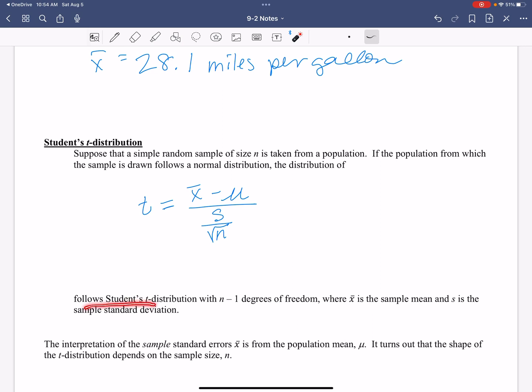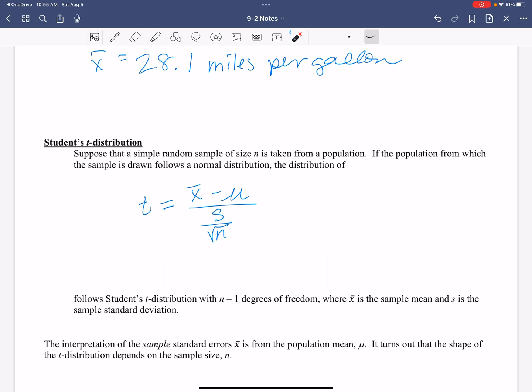So this follows Student's t-distribution with n minus 1 degrees of freedom, where x bar is the sample mean and s is the sample standard deviation. All right? Okay, so the interpretation of the sample standard error of x bar from the population mean turns out the shape of the t-distribution depends on the sample size. So your sample size makes a difference in your standard deviation. Your sample size makes a difference in the mean.